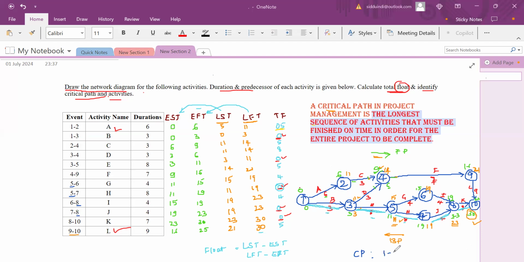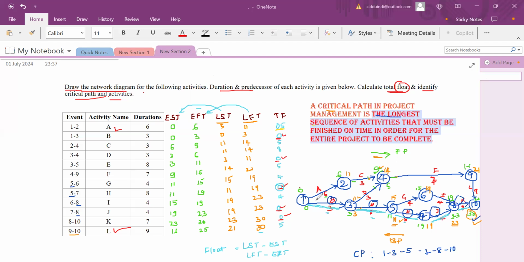Now what is the critical path for the given network diagram? The critical path is 1 to 3, 3 to 5, 5 to 7, 7 to 8, and 8 to 10. The activities are B, then 3 to 5 is E, and 5 to 7 is H. Next, J and K. These are the critical activities, and the duration is 30 minutes. This is what the critical path method is, the longest sequence.